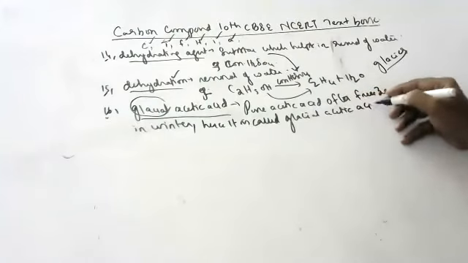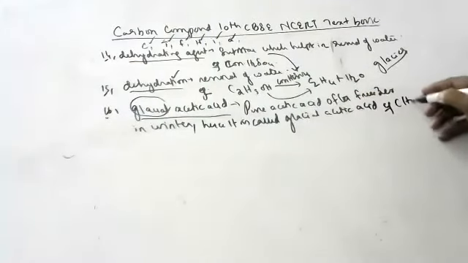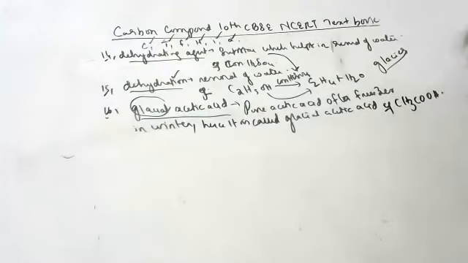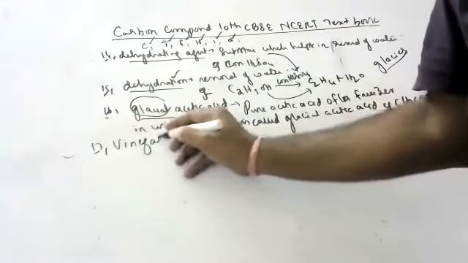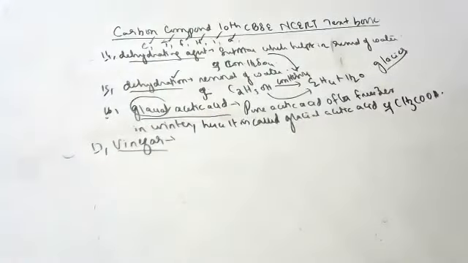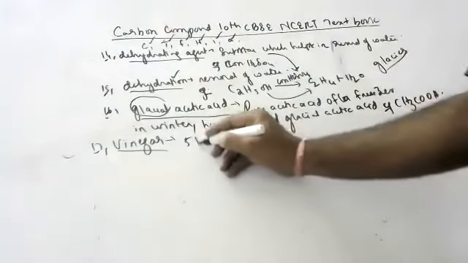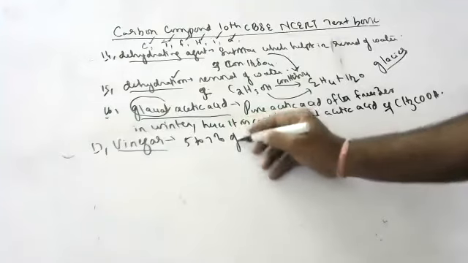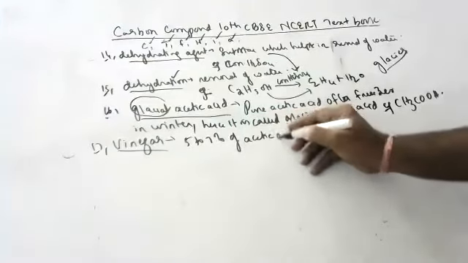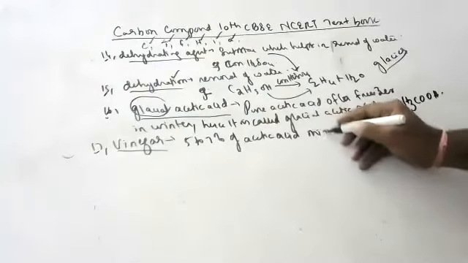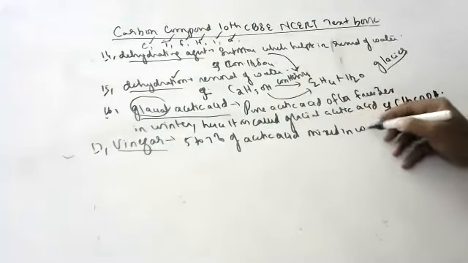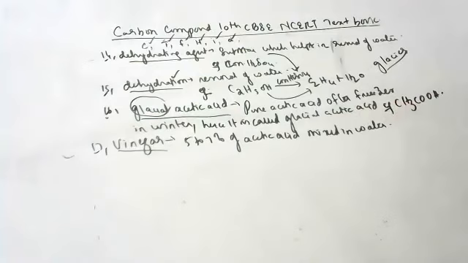What is the formula of acetic acid? Anyone? CH3COOH. What is vinegar? Children, what is vinegar? 5 to 7% of acetic acid mixed in water is called vinegar.